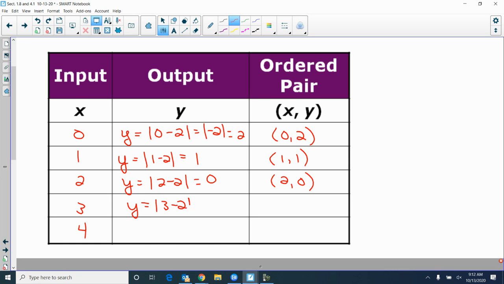Oh, whoops, just kidding. 3 minus 2. What's 3 minus 2? It is 1. Absolute value of 1 is 1. So I got the point 3, 1. And then the last one is 4 minus 2, which is 2, and the absolute value of that is still 2. All right, so I want to plot those points.